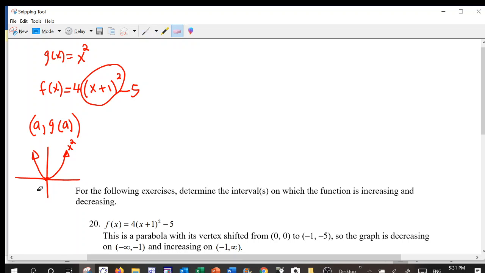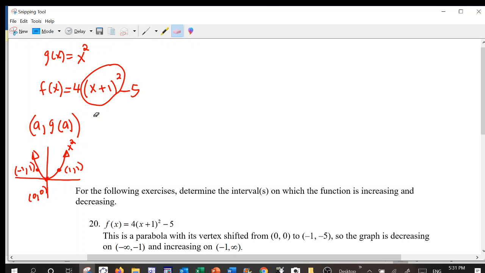All right. Now I'm going to put 3 points on it. I'm going to put 0, 0, and 2 more points. Let's say 1, 1, and negative 1, 1, right? Now, how do we graph this if we have these 3 points?